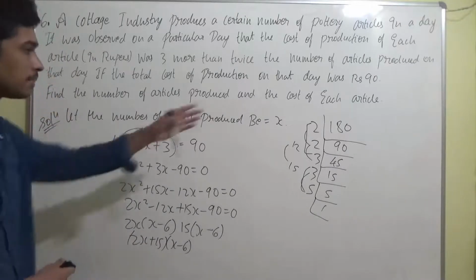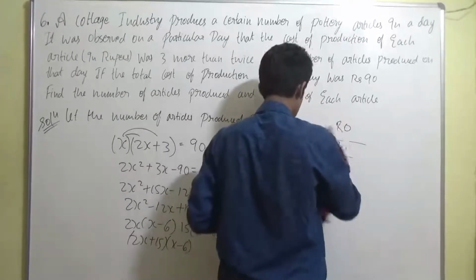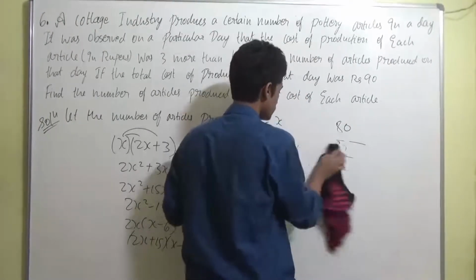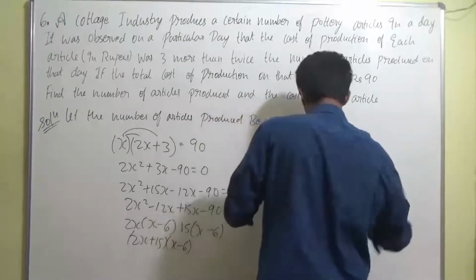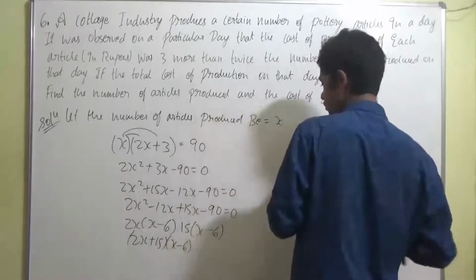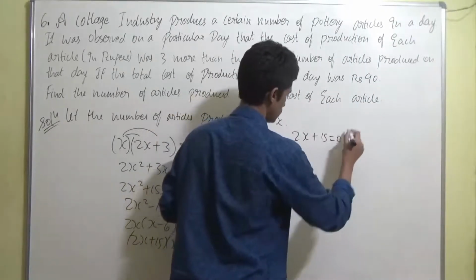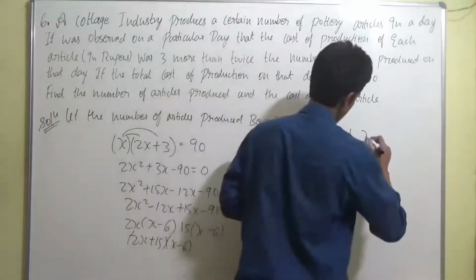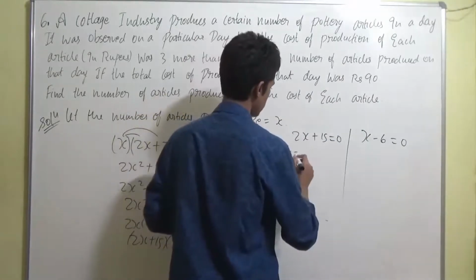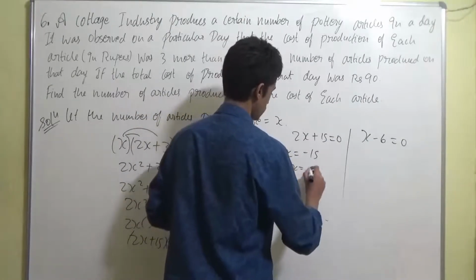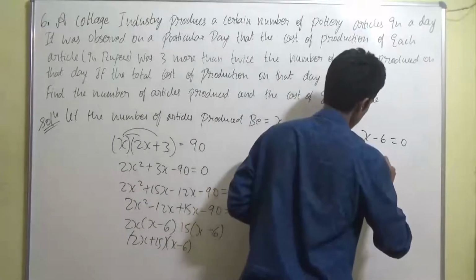We'll do one thing now, we'll rub this factorization so that we have some space. Right. Now 2x plus 15 equal to 0, and on the other side x minus 6 equal to 0. Done. Now we'll write 2x equal to minus 15, x equal to minus 15 by 2. Done. Here you will get x as equal to 6.